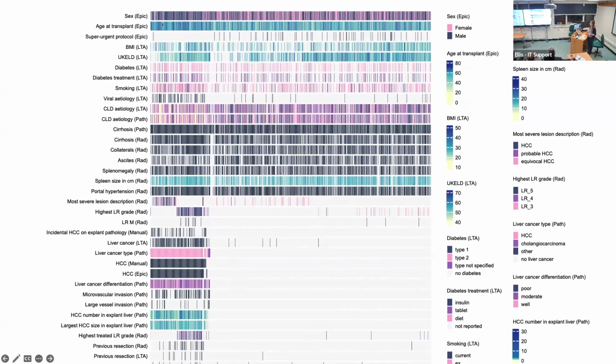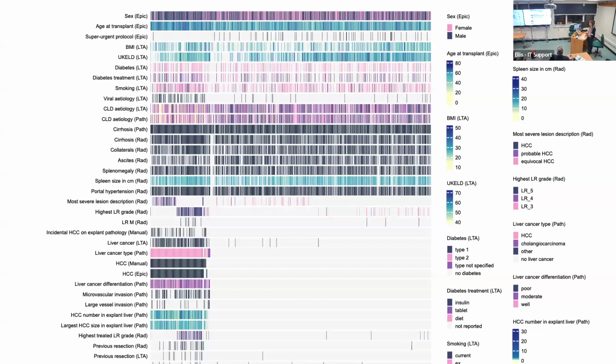And you can start seeing that, for example, there are more males in the HCC population. They are more likely to be of viral etiology. It's actually quite a striking effect. And they're more likely to be smokers. And this is true for all of the patients that were transplanted in our center over the last decade. So it should be really robust from a population perspective.